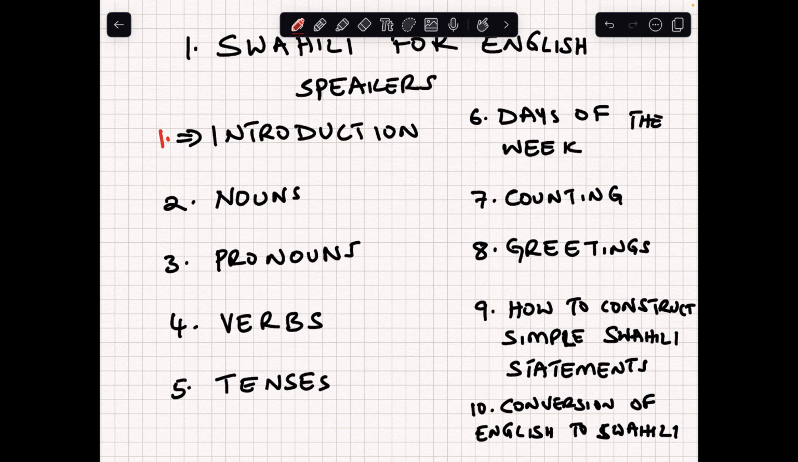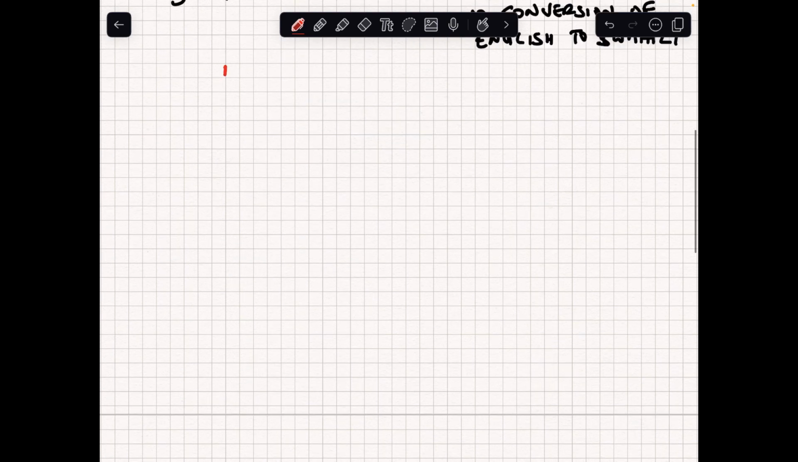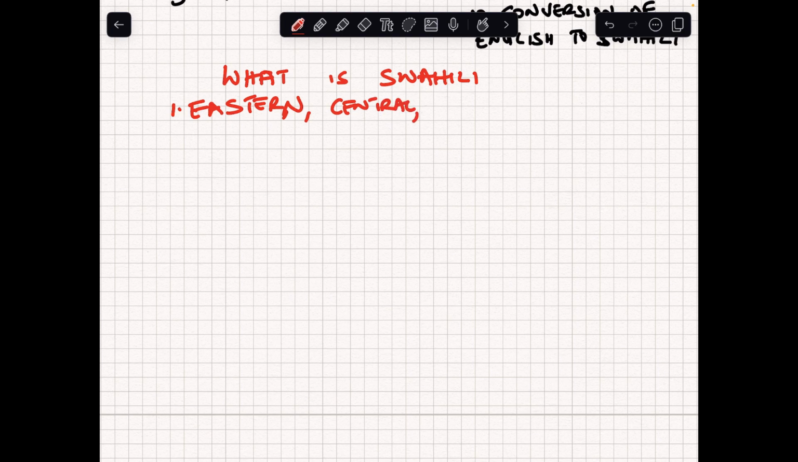Now, number one for today, we're looking at introduction. So, what is Swahili? Swahili is a language that's widely spoken in East and Central Africa. So number one, it's in Eastern Africa and Central and also Southern Africa.